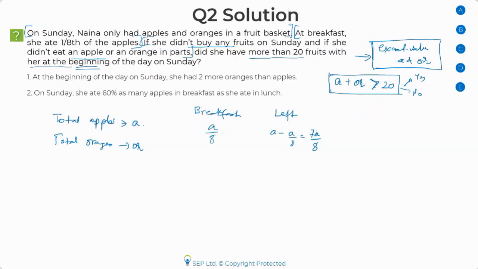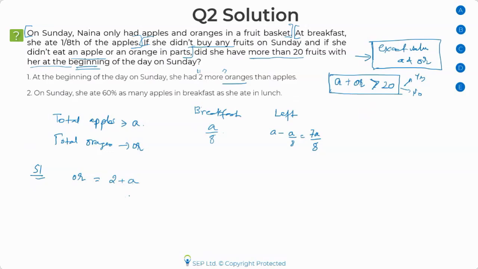Okay, so the first statement is: at the beginning of the day on Sunday, she had 2 more oranges than apples. So orange was 2 more than apples. So I'll write OR is basically 2 more than A. I'll set up this equation.